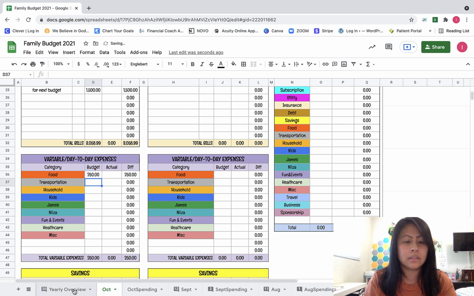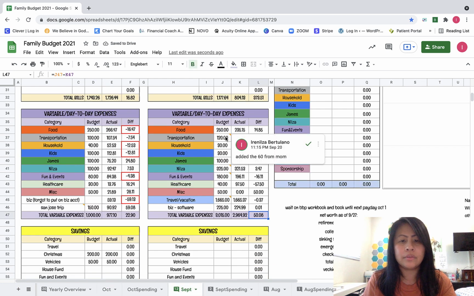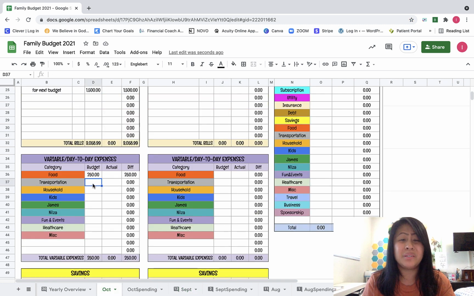What did we do last paycheck budget? 250, 120. This one was high because we went to San Jose. I already filled up our tank. It was like $50 for our XB. I'm going to just do 100. Household, the 30, even though I keep going over the household because I find some things we might need.